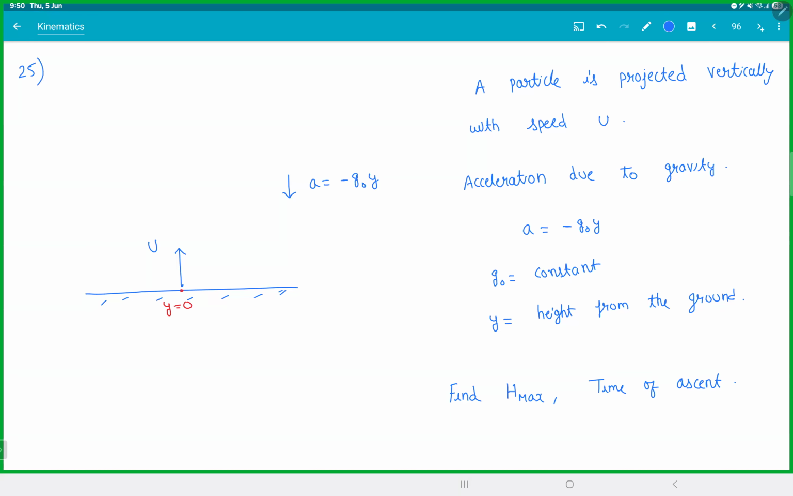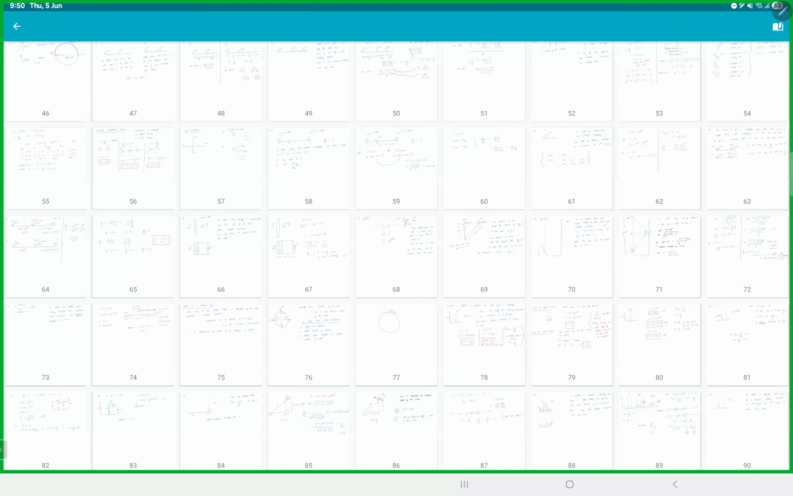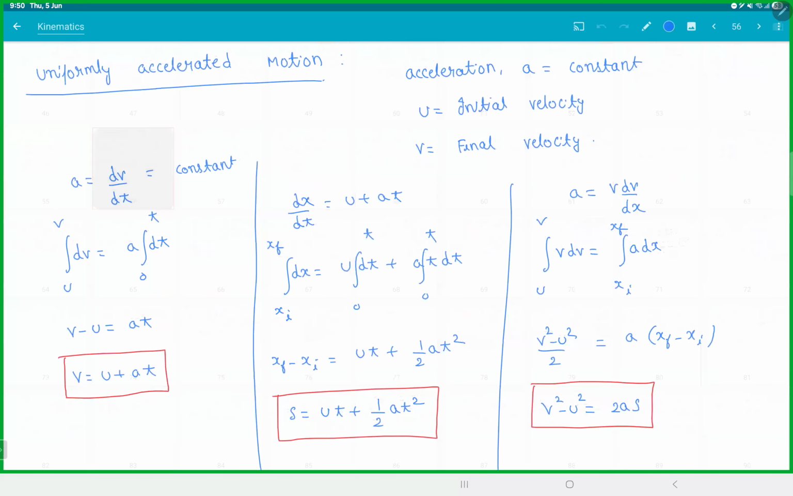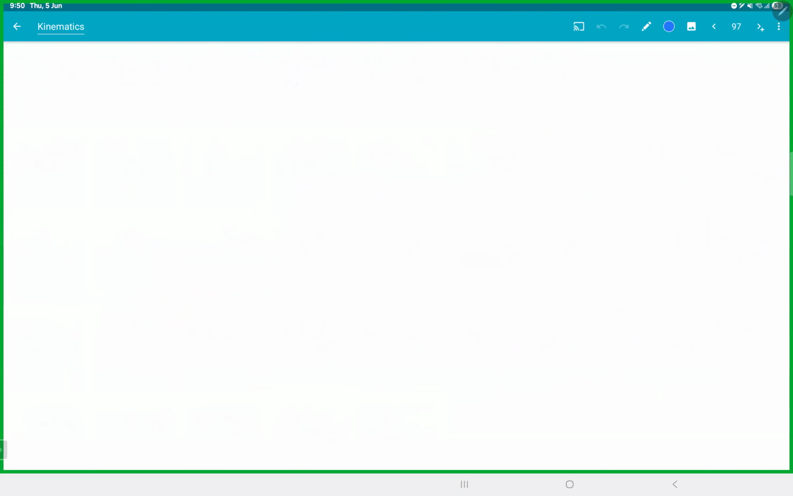Listen. So first of all, you have to go back to the basics. Do you guys remember how we derived the whole thing? We took acceleration is equal to v dv by dx, and then we integrated this. So you have to go back to the derivation. You can't use the three equations. So first thing, the acceleration. We have a is equal to minus g naught into y.